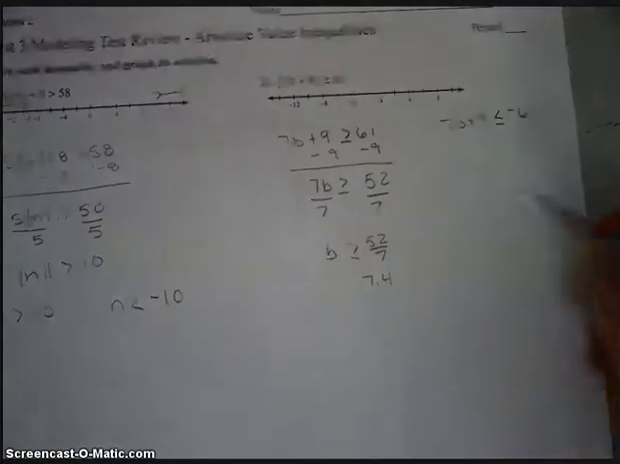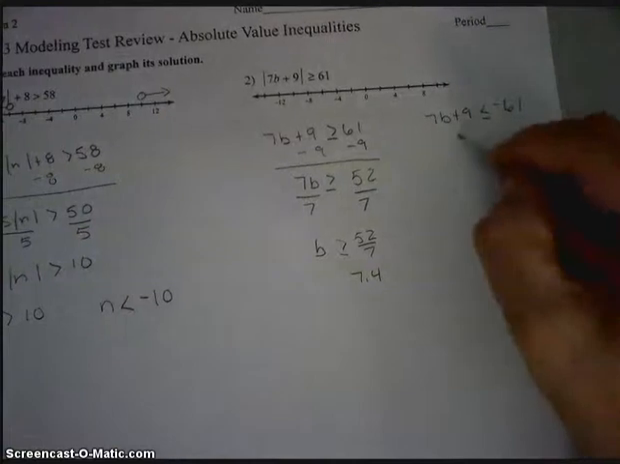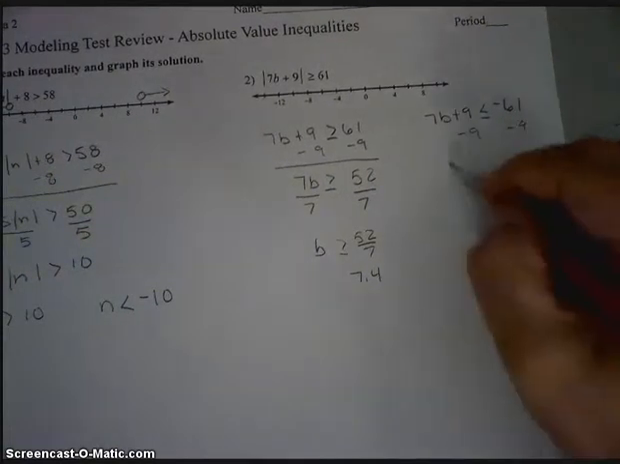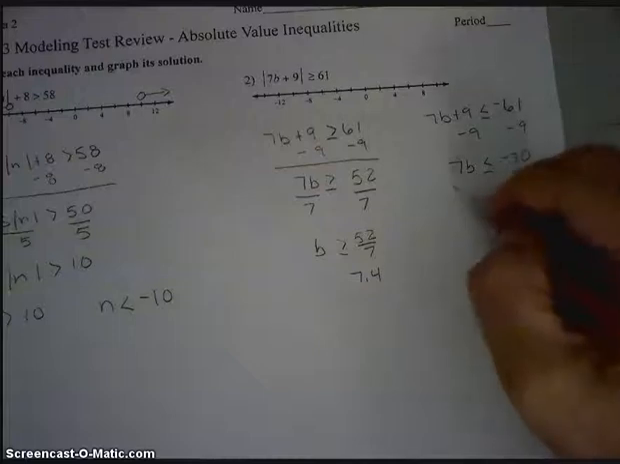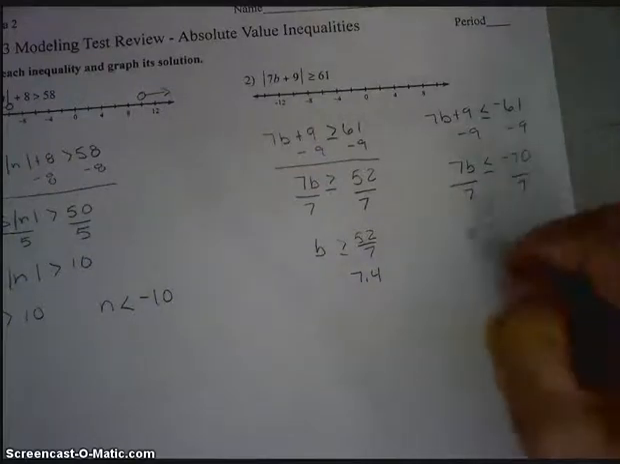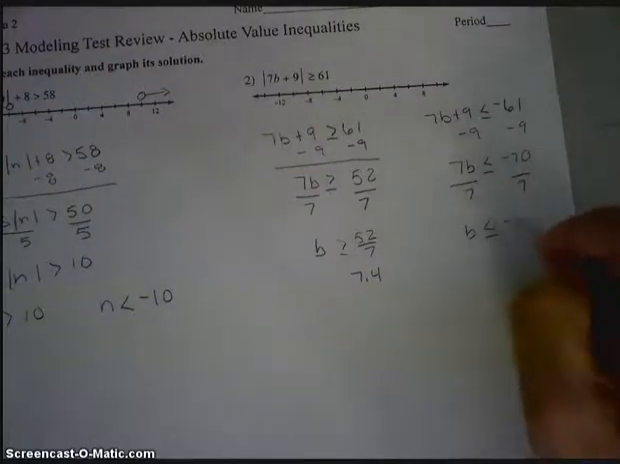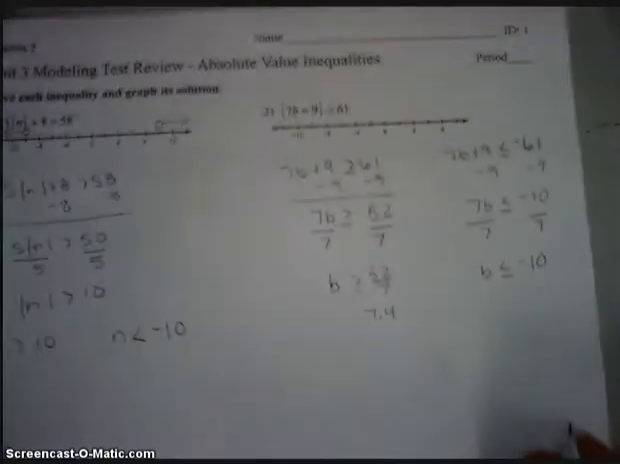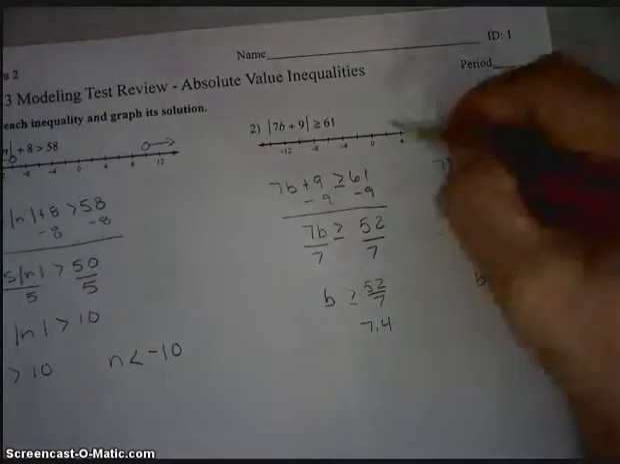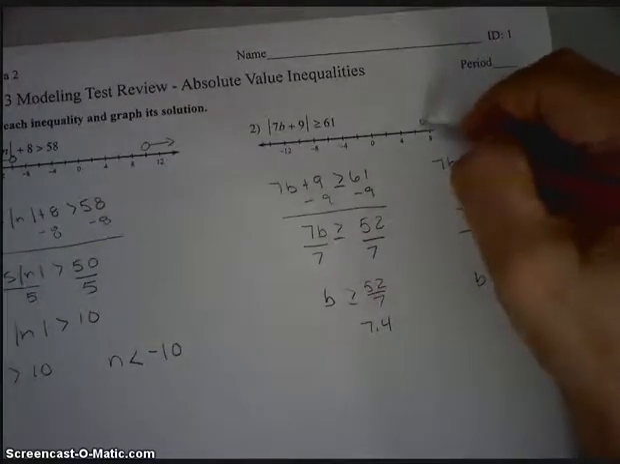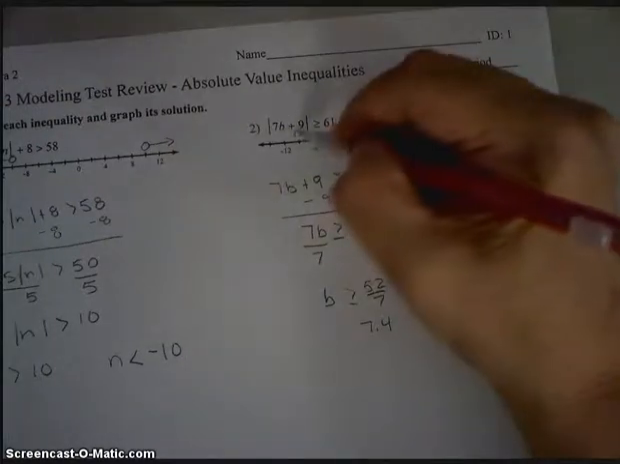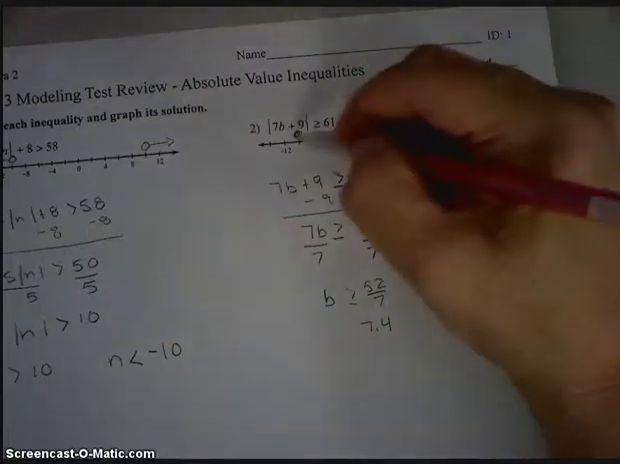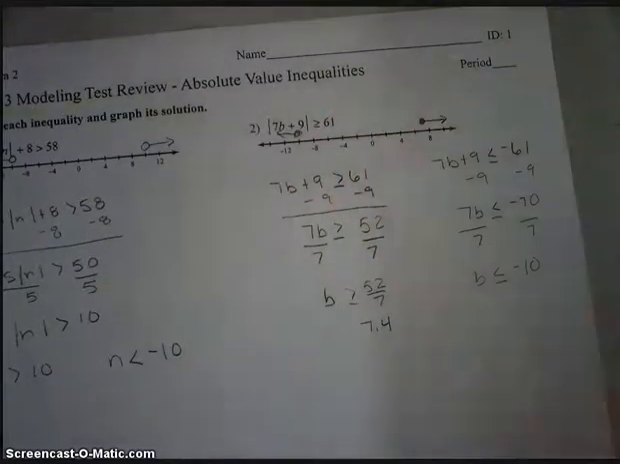And then complete the other inequality. Subtract 9, so this gives me 7b is less than or equal to negative 70. Divide by 7, I get b is less than or equal to negative 10. Alright, so I know that b is going to be greater than or equal to 7.4, so I'm going to have a closed circle, and we're going to go to the right of that, and then less than or equal to negative 10, and go to the left of that.